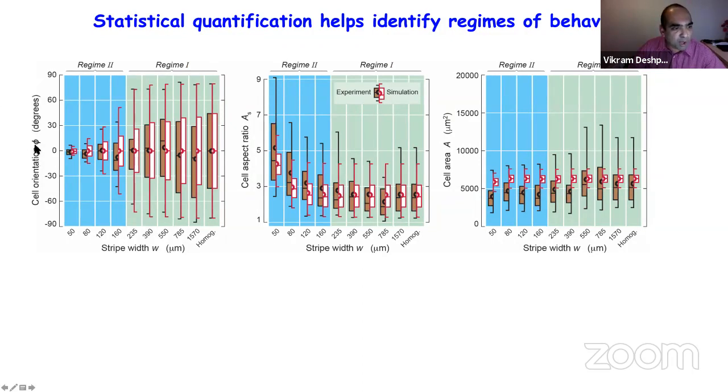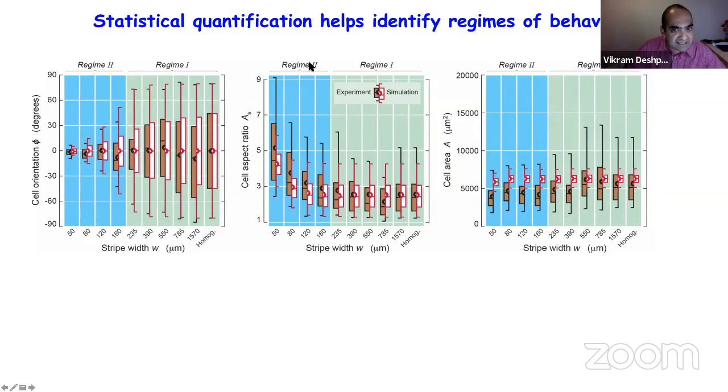We can then plot the distribution of the cell orientation for cells on different stripe widths, from 50 microns to very large, 1 millimeter stripe widths. And what we are plotting here are box plots. What do I mean by box plot? The bottom of the box gives the 25th percentile, the middle gives the median, and the top gives the 75th percentile of the distribution. And these lines give the outliers.